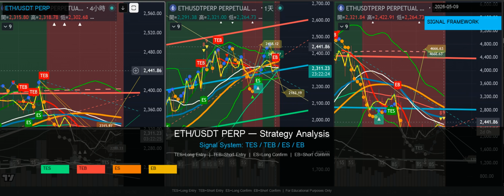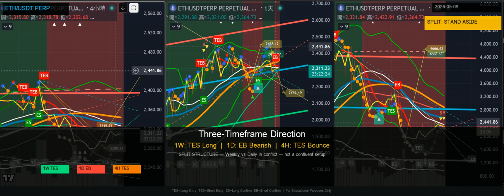With these definitions in place, let's now examine all three timeframes and identify the current market structure. Let's walk through each timeframe from the highest to the lowest. Starting with the weekly chart.